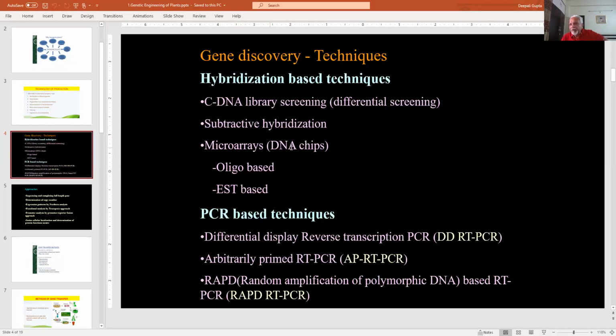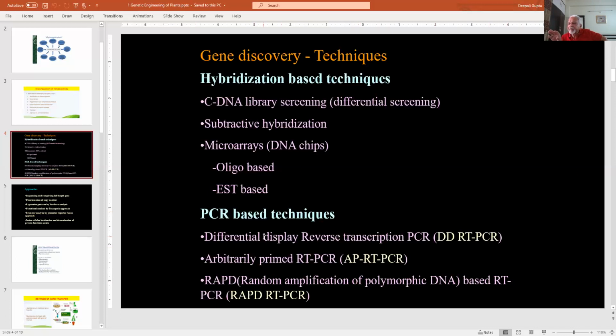And then you have microarray DNA chips, oligo-based and the EST-based. This is a very effective approach to pin down a set of genes which express only in test conditions and not in normal conditions. Then if you come to PCR-based techniques, you have DDRT-PCR or AP-RT-PCR or RAPD-RT-PCR. Again, the concept is the same, that you try to pick up a set of genes which are expressing only in test conditions.